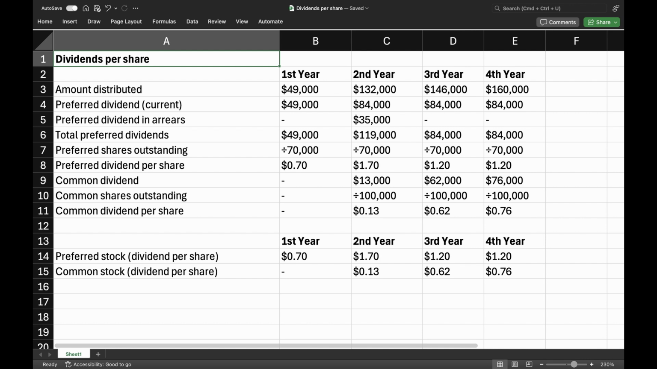You should now be able to do any dividends per share problems by following this formula, even if the problem varies. I hope this video explained everything that you needed to know.